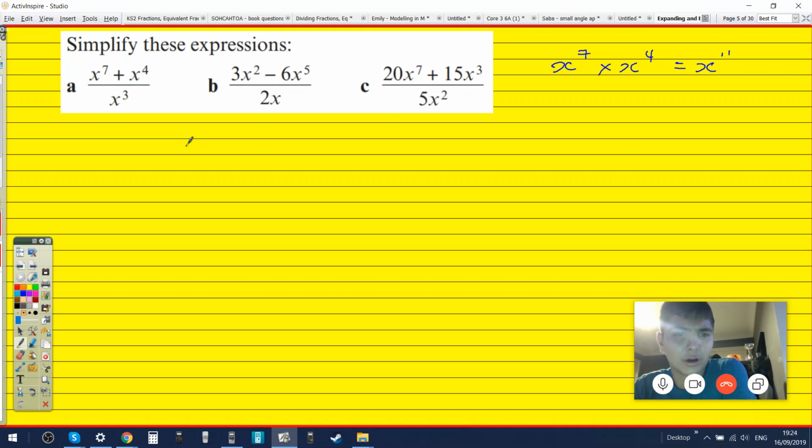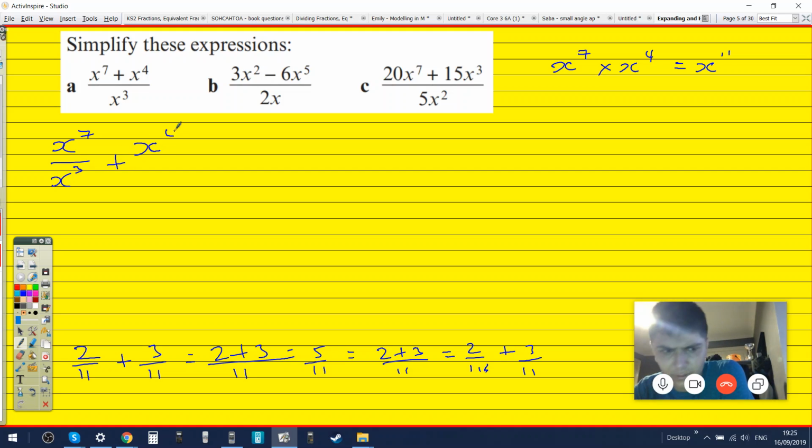Do I need to find a common thing between 7 and 4? So you know how you can have, let's say, 2 over 11 plus 3 over 11. So what's that? 5 over 11. And so once upon a time you would have had to put the 2 on top and bring them together, and just as easily you can split them apart. 2 over 11 plus 3 over 11. So could you do something similar for this? It's already been brought together. So is it x to the power of 7 over x^3, plus x^4 over x^3? Yeah. And now you can simplify.